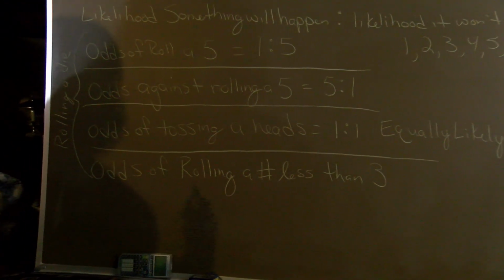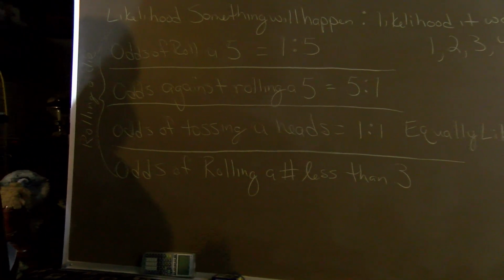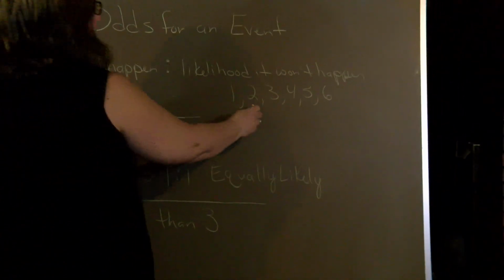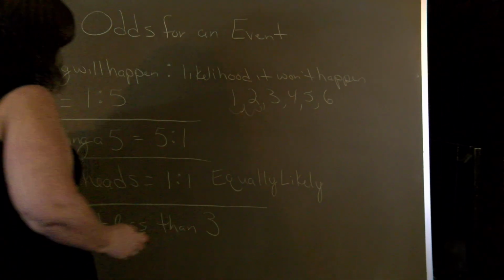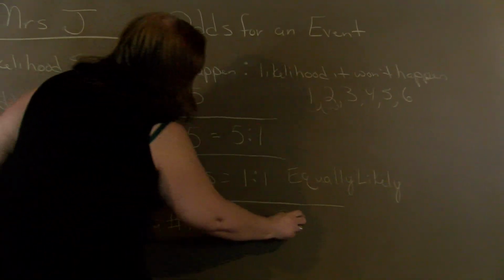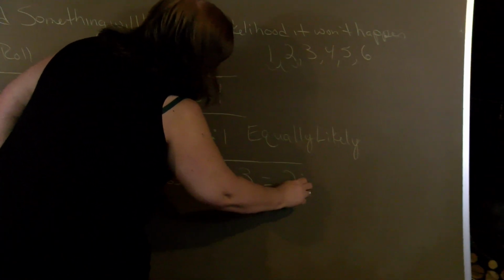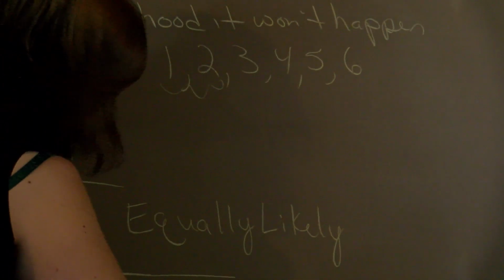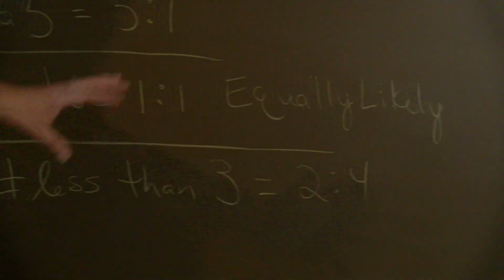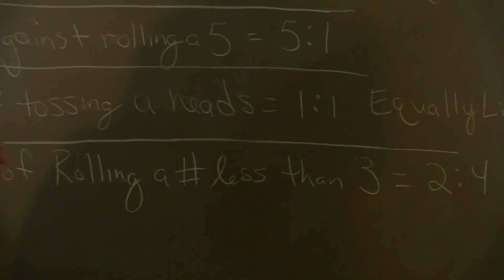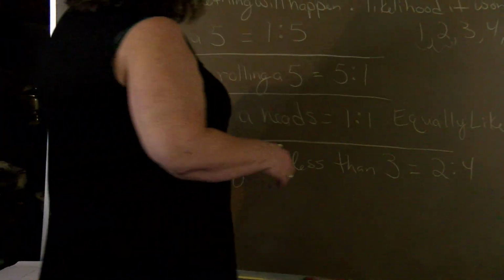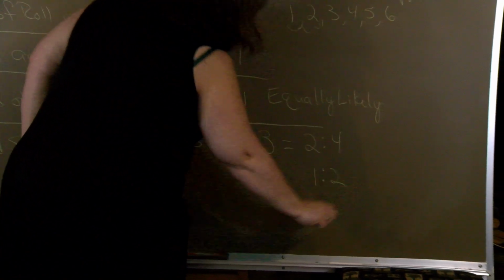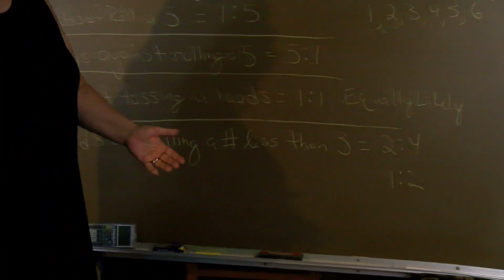Back to the die, the odds of rolling a number less than 3, well, less than 3 would be these two. So it's 2 of them. And then not less than 3 is 4 of them. So it's 2 to 4. Now notice that will reduce. Just like your fractions, it's up to you if you reduce it. But you could divide both by 2 and get 1 to 2. So you can reduce.